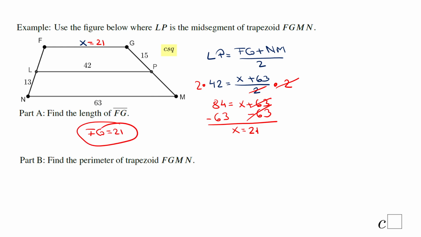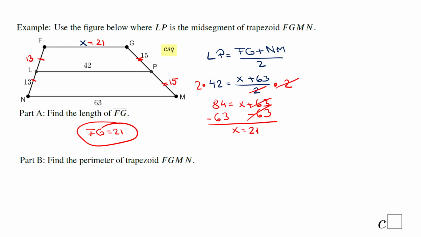On part B, the last part of this problem, we need to find the perimeter of FGMN of this trapezoid. So we know the base is 21 and 63. We need the legs. Look at here. This is 13. This will be also 13 because the midsegment connects the midpoint of the legs. So this is going to be also 13. And also if this is 15, PM will be also 15.